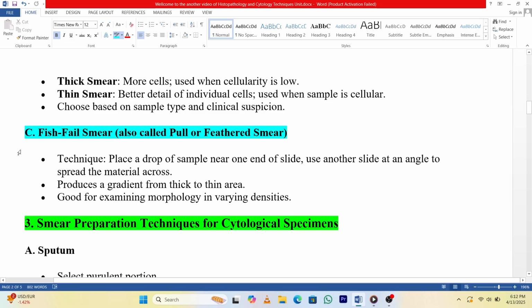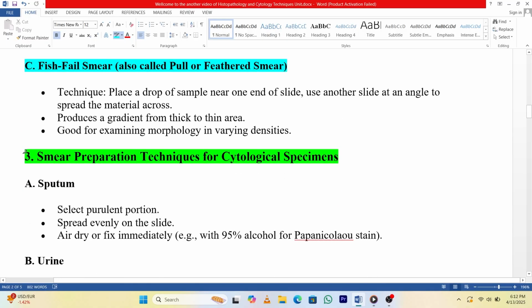C. Fish tail smear, also called pull or feathered smear. Technique: place a drop of sample near one end of slide, use another slide at an angle to spread the material across. Produces a gradient from thick to thin area. Good for examining morphology in varying densities.